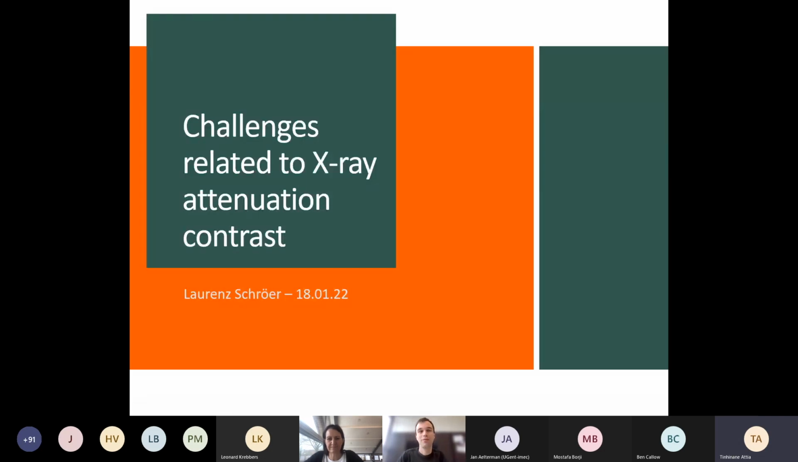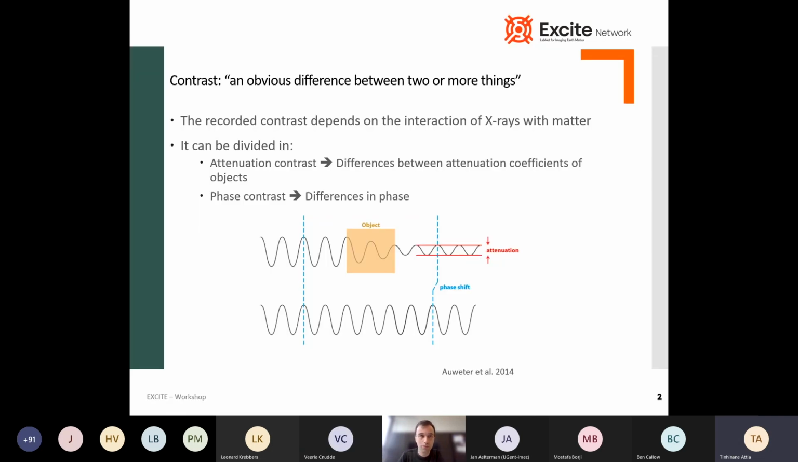So hello everyone, I'm Laurenz, and I'm now working as a postdoc at Ghent University. But during my PhD, I tried to visualize biofilms inside stones, and I was faced with many problems with the X-ray attenuation contrasts, of which I will tell you more now.